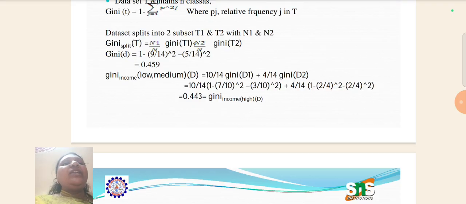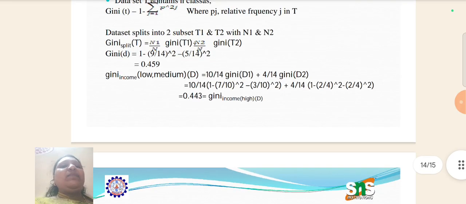Here we will calculate the Gini income of low, medium with the dataset D. Compared to the 14 records, low is 10 and medium is 4. So it is 10 divided by 14 Gini of D1 plus 4 divided by 14 Gini of D2. From the 10, we have 7 yes and 3 no, which means 7 buy the computer and 3 do not. So that is calculated as 1 minus 7 by 10 the whole square minus 3 by 10 the whole square.